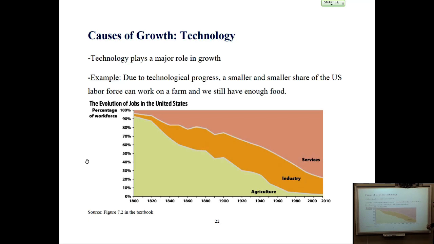So I'd like to highlight the role of technology in making this possible. While the share of workers on farms has plummeted, in that same time frame, we have not starved. How is that possible? Well, technology made our farmers much more efficient. As a result, with the same number of workers, you now produce a lot more food, so hiring a vast number of workers was no longer necessary.